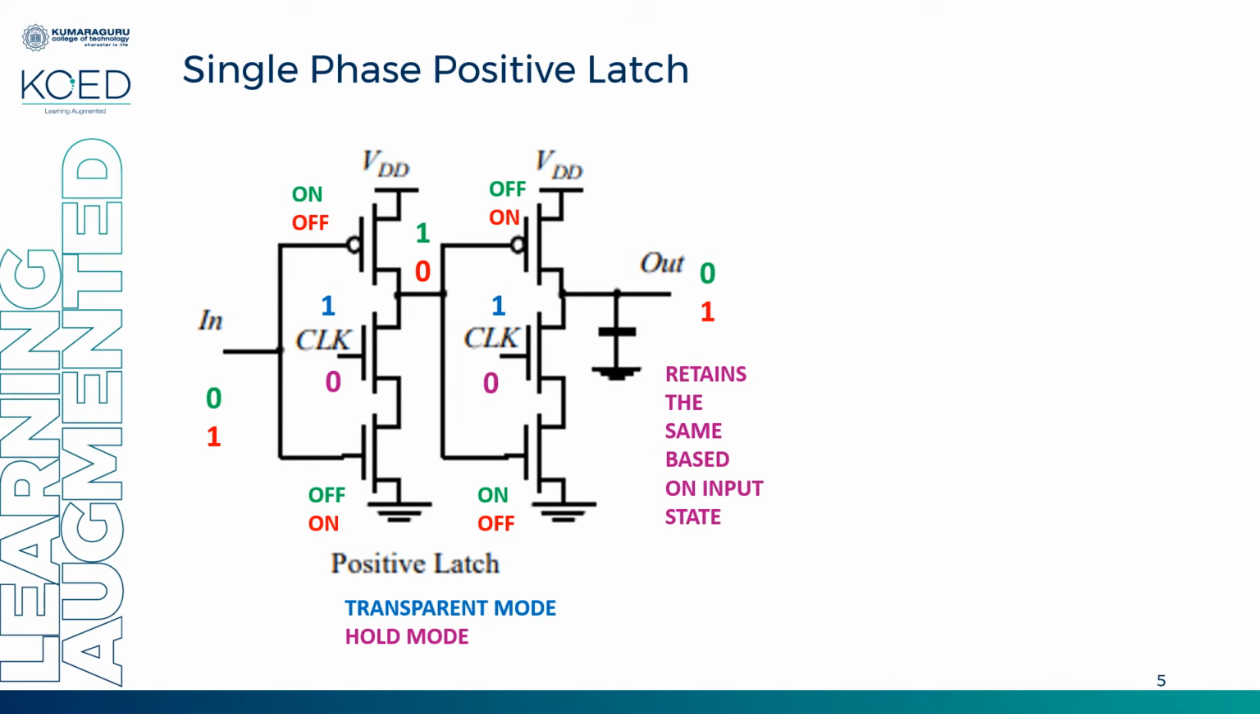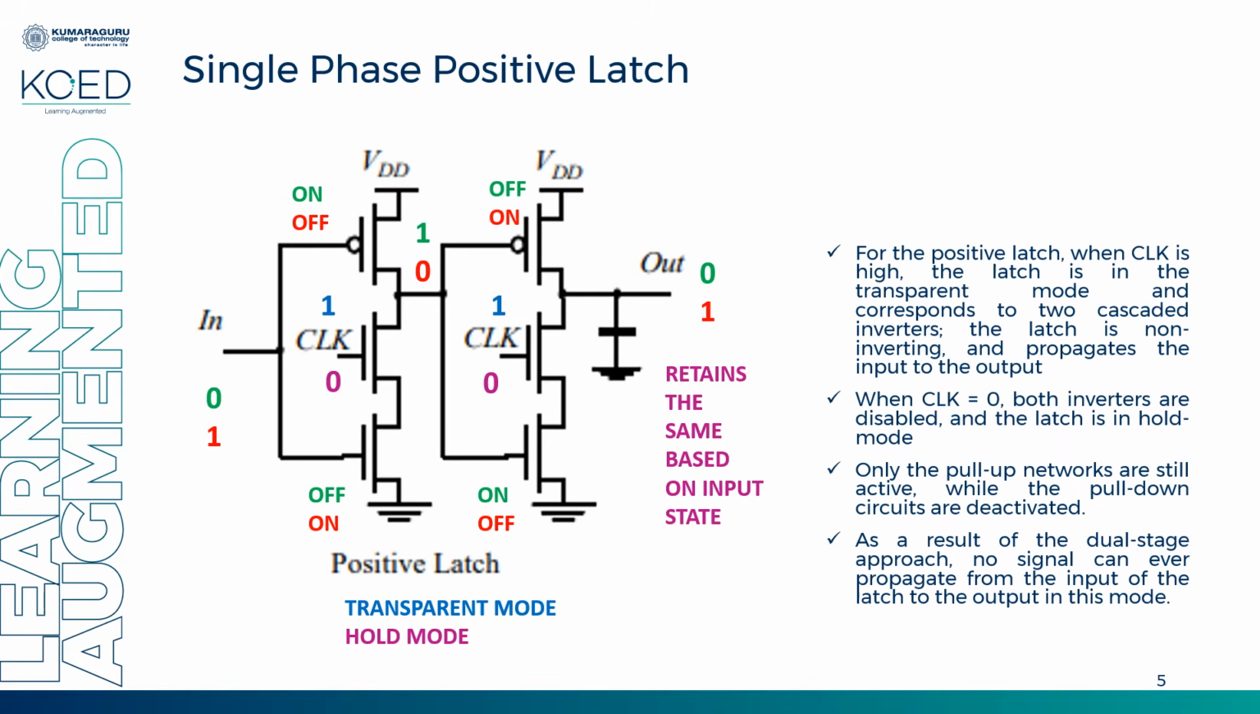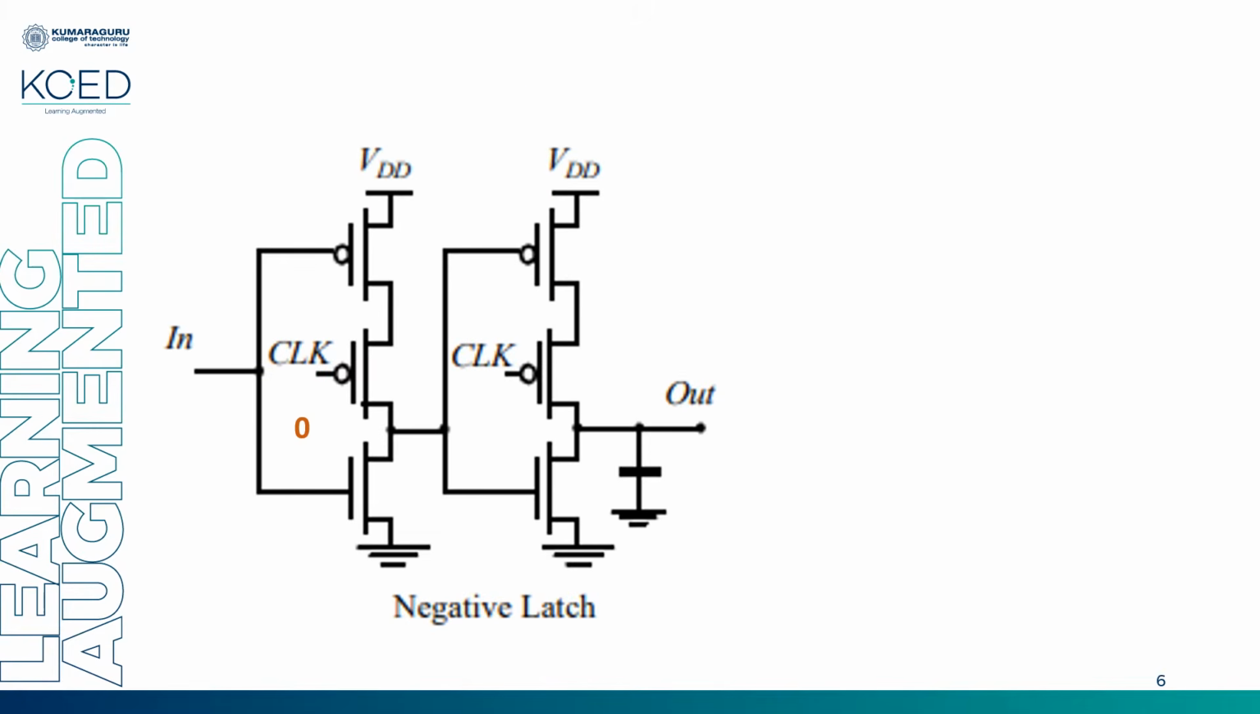What happens when your clock is 0? If the clock is 0, it will retain the same state. It will not conduct, but it will retain the same state based upon your input. So now we have learned what is a positive latch. We'll go for the negative latch also.